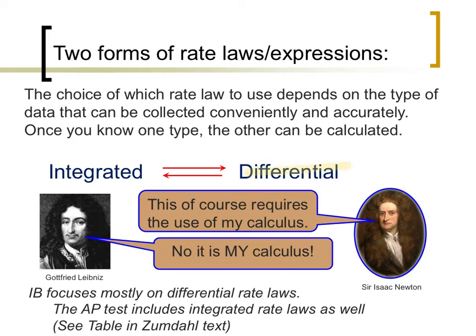We are going to stick with the differential rate law, so the rate equals k times the concentration, not the integrated version, because you do need calculus in order to use the integrated rate law. So IB is just using the differential one, but a heads up, if you are self-studying for an AP test, they would also include the integrated rate law.